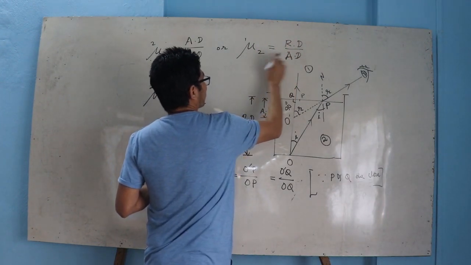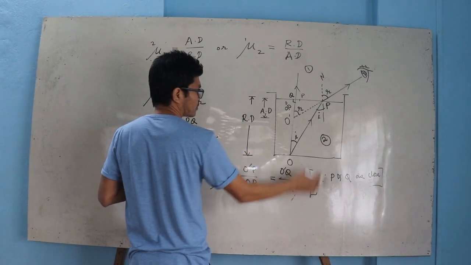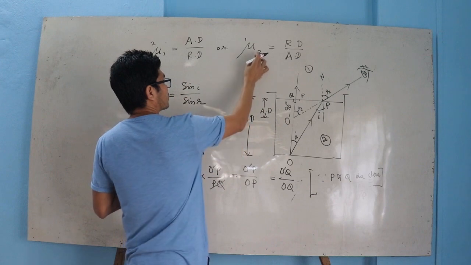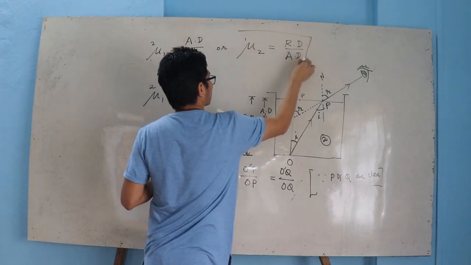The reason why we put it like this is that these two represent the denser medium. So always try to keep the denser medium at the bottom and the rarer medium at the top here. So this is your equation.